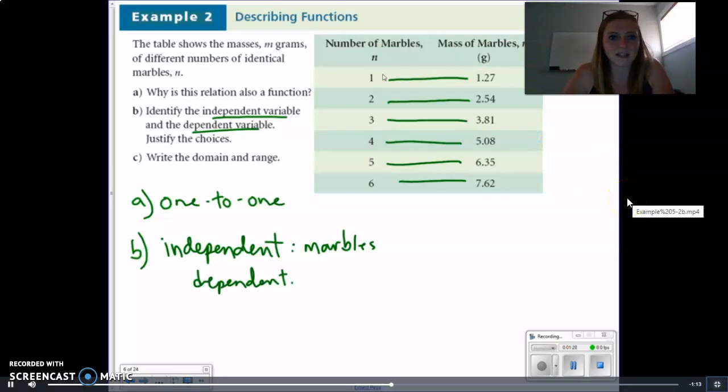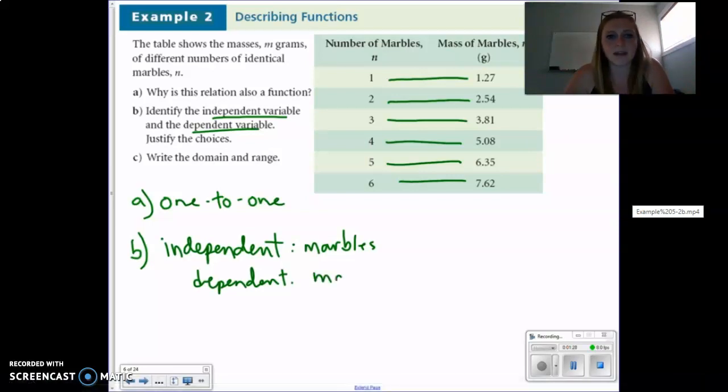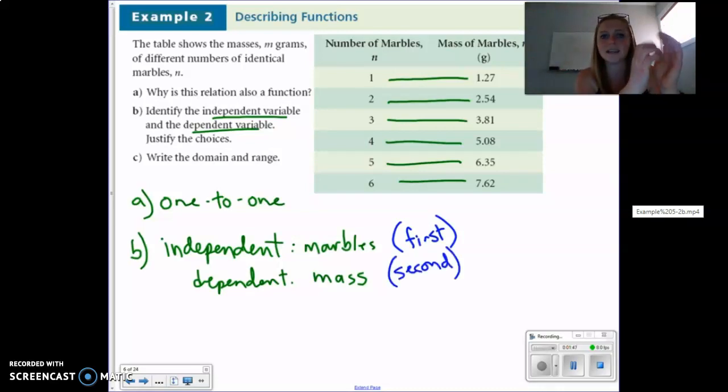Okay, then part B, identify the independent variable and the dependent. So the independent is always X and the dependent is always Y. So the independent is number of marbles, and I think that's what he's going to write in brackets right now. Yeah, he just said the first part of the table is always the independent. And then the dependent variable is always the Y, and it's the second part of the table. So if it's an XY table that they give you in the question, the X part is the independent, the Y part is the dependent.